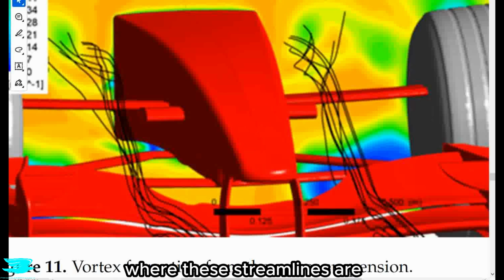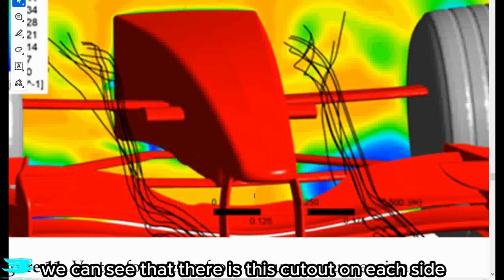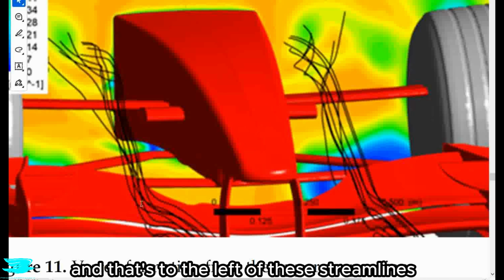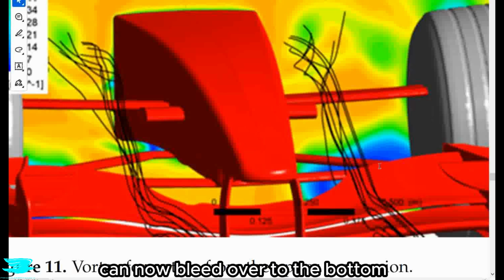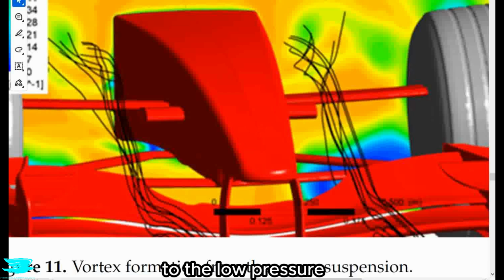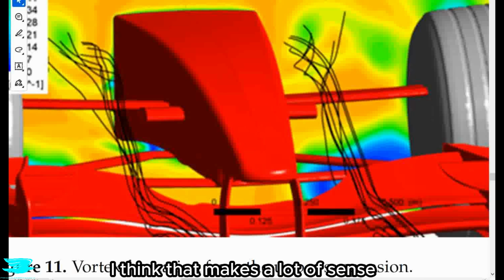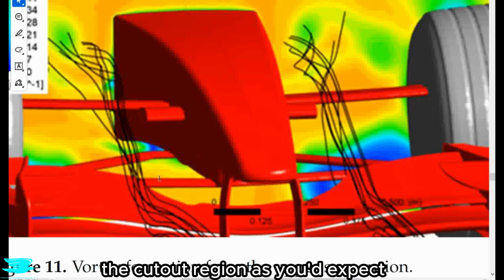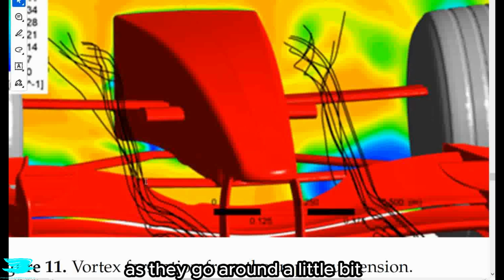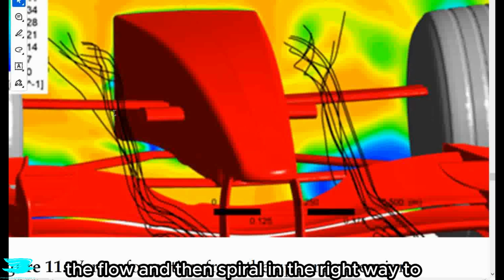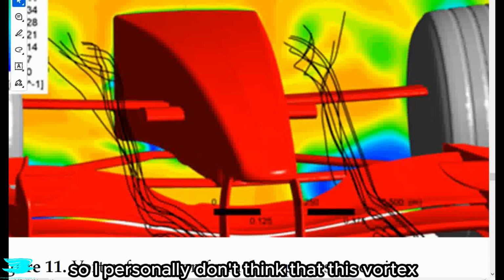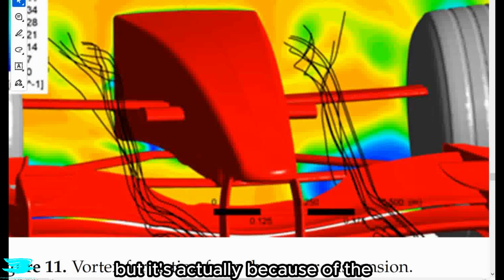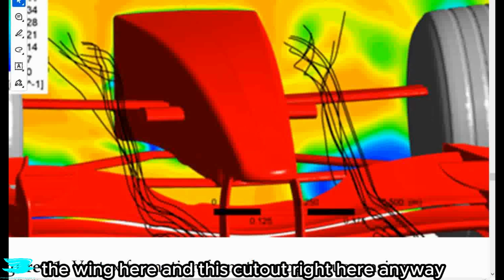Secondly, if you were to look at where these streamlines are coming from, the black lines here, they come over the wing. We can see that there's this cutout on each side, and that's to the left of the streamlines and to the right of the streamlines on the left. So from here, the high pressure from over the top of the wing can now bleed over to the bottom's low pressure. And if you look at the left side of the figure, I think that makes a lot of sense because these streamlines turn towards the cutout region, as you'd expect, as they go around a little bit, and then spiral in the right way to indicate effectively a wingtip vortex. And it occurs here because of that cutout. So I personally don't think that this vortex is because of the suspension, but it's actually because of the wing here and this cutout right here.